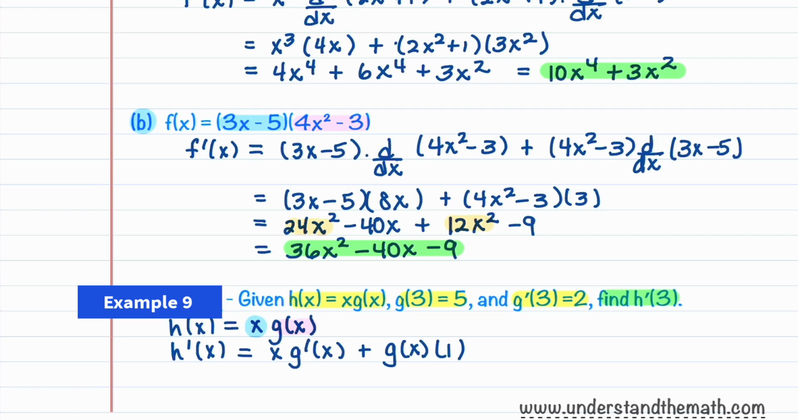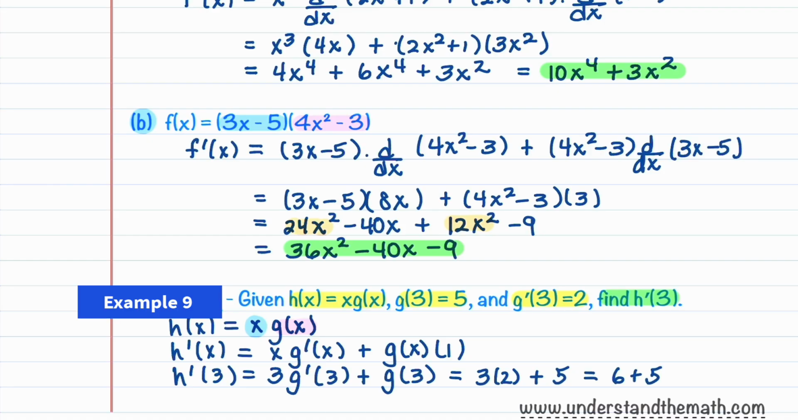Now what we're going to do is plug in that x is going to equal 3. So we have h prime at 3 is equal to 3 g prime at 3 plus g of 3. Now we can go ahead and substitute in what g prime of 3 is and what g of 3 is. This gives us 3 times g prime of 3, which is 2, plus g of 3, which is 5. So let's see, this is 6 plus 5, so we get an answer of 11.